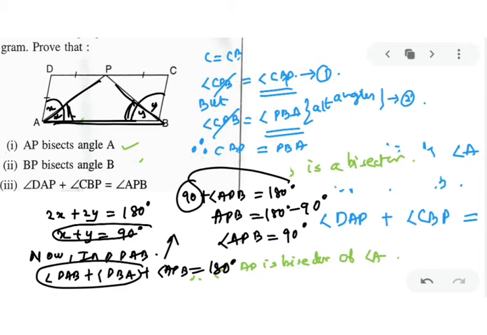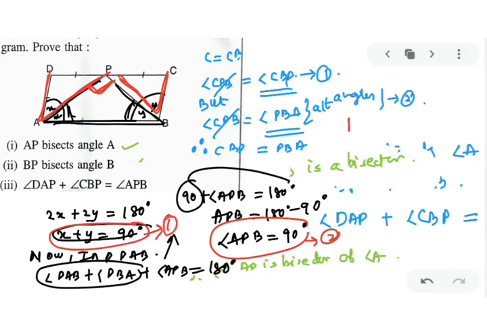Now my dear kids, if you notice, I'll put with red, x plus y, the addition of these two angles is also 90 here and APB is also 90. So you can mark this as equation 2 and this as equation 1, and from equation 1 and 2 you can say that DAP plus CBP is equal to APB. Got it?